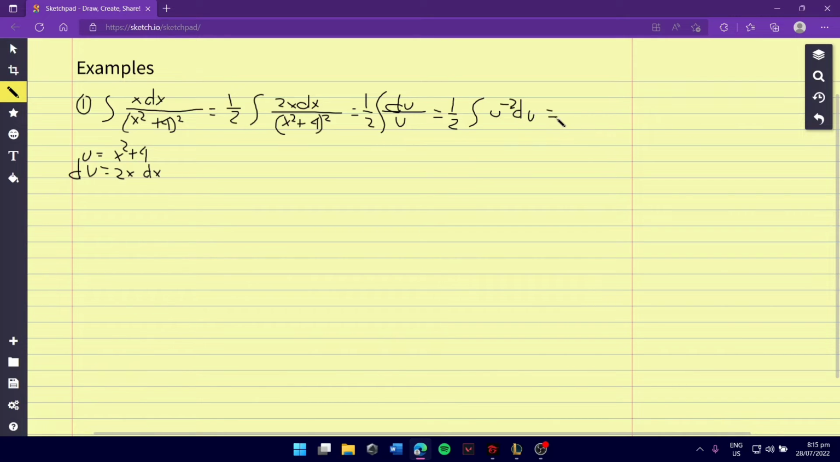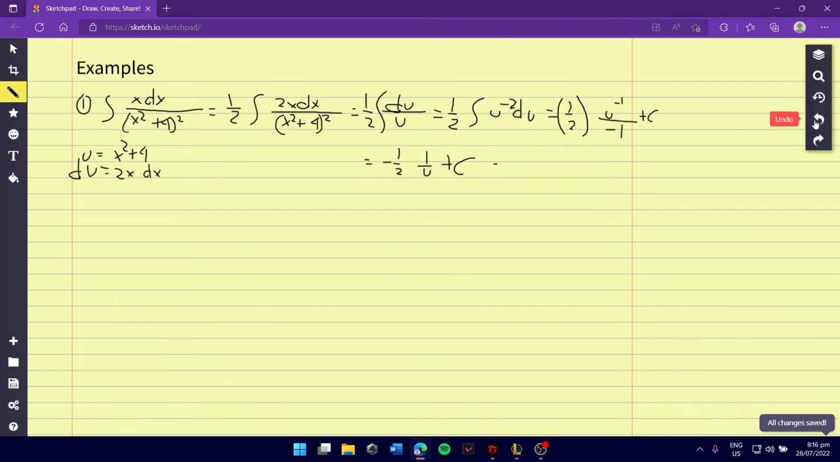So then we will integrate it. We put 1/2 here. The integral of u raised to negative 2 is simply u raised to negative 1 over negative 1, and then add our arbitrary constant. So next, we will simplify. So this will become negative 1/2, 1 over u, and then add our c.